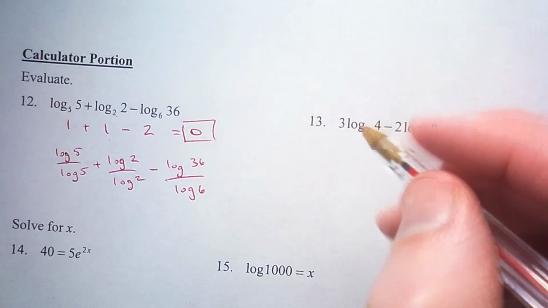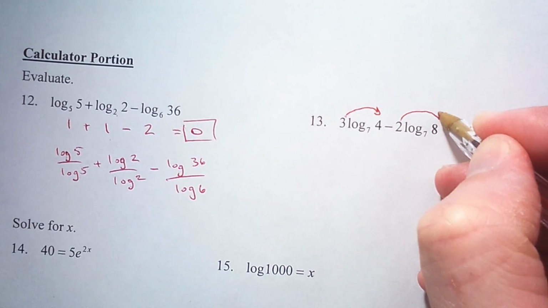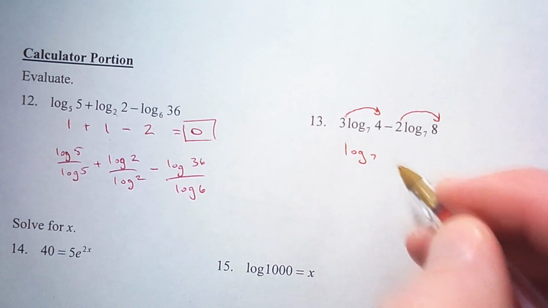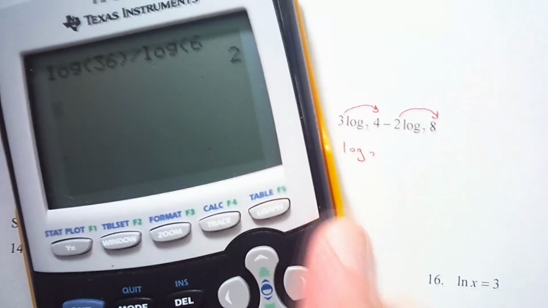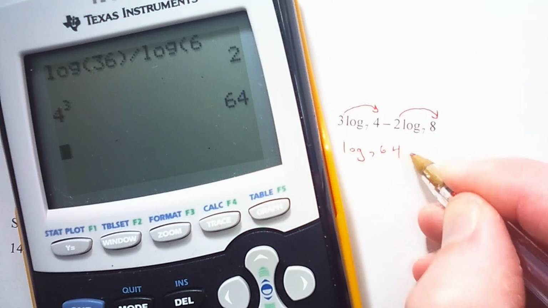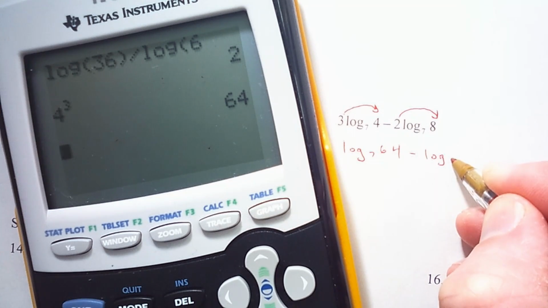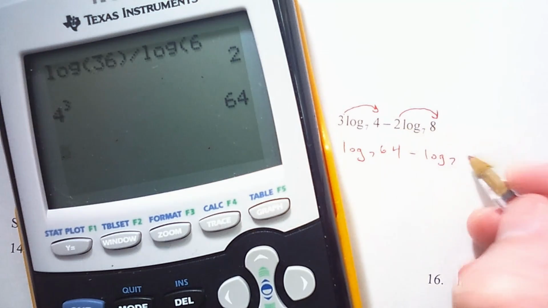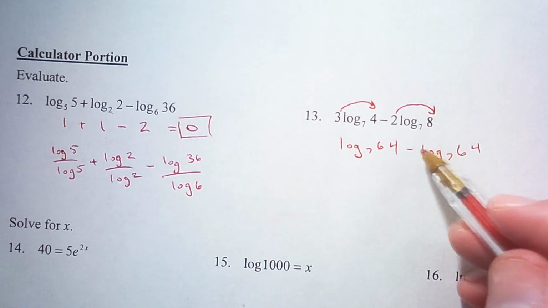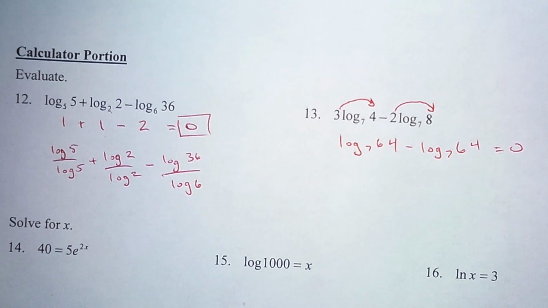Next, let's take this coefficient and make it an exponent, and this one as well. So we have log base 7 of 4 to the third power. So 4 to the third power is 64. And then we have minus log base 7 of 8 to the second power, which is 64. So we have log base 7 of 64 minus log base 7 of 64. That is something minus itself. We should get 0.